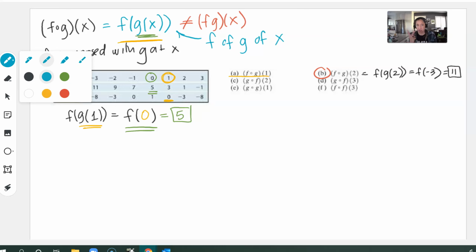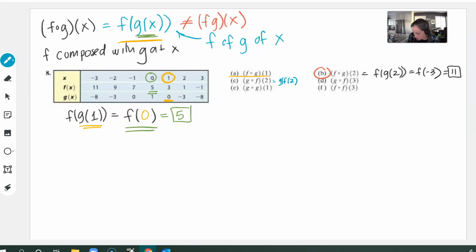This is where we learn that composition is not commutative. It doesn't go both directions, because in this one we're doing g of f of 2. f of 2 is 1, so this is g of 1, and g of 1 is 0. Very different: 0 versus 11. We can also compose a function with itself. Look at E: g of g of 1. We replace g of 1 with 0, which we found earlier, and g of 0 is back to 1.